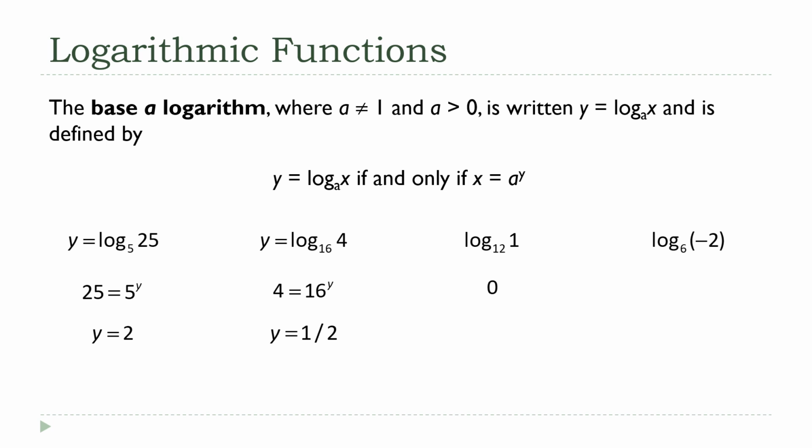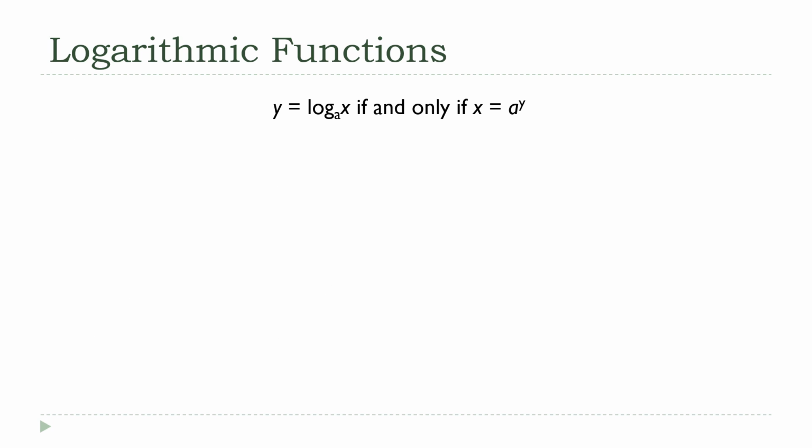It is always going to be 0. Okay, so how about this one? All right, well, think about what we're asking for here. This is saying 6 to what power is -2. Well, you can't raise a positive number to a power and get a negative number. So you can't do this. In fact, let me generalize. You cannot take the logarithm of a negative number ever. Okay. So let's look at some more examples here.